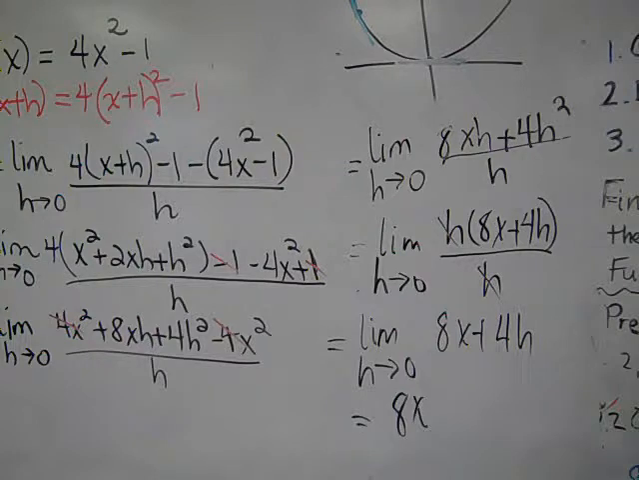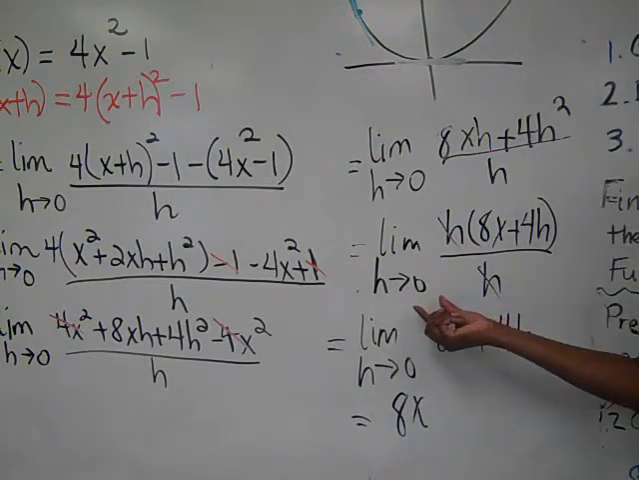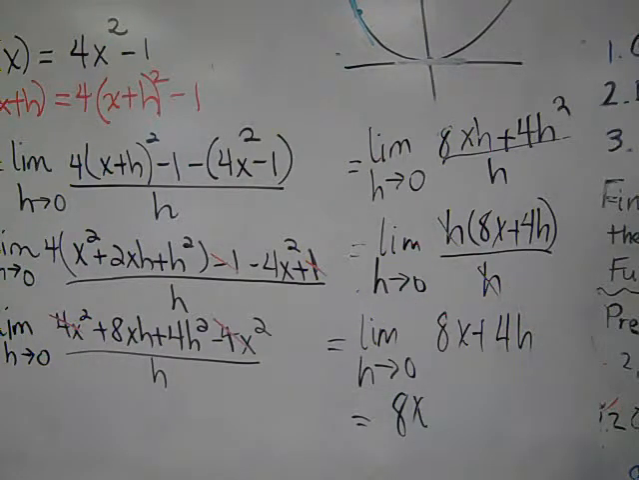What happened to the 4h again? I let h be 0. Once I get rid of the h in the denominator, I can go ahead and let that h go to 0. We're done. We're done? We're done.